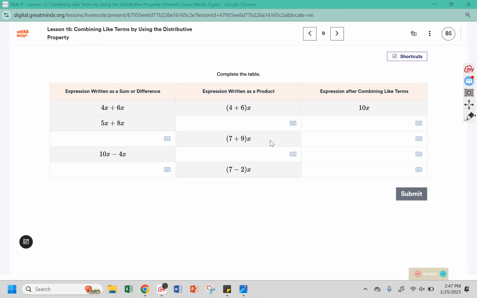Here it wants us to write the expression as a product, so we're going to put the 5 and the 8 together, and those are multiplied by x. 5 plus 8 is 13, so this is 13x. If we had it written as a sum or difference, this would be 7x plus 9x. 7 plus 9 is 16, so this should say 16x.